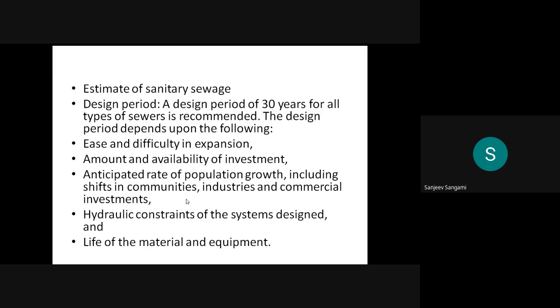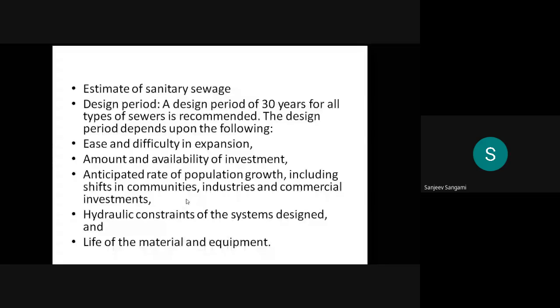The design period depends upon the following things: ease and difficulty in expansion, amount and availability of investment, and anticipated rate of population growth, including the shifts in communities, industries, and commercial investments.